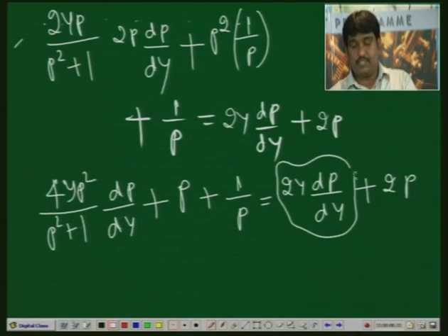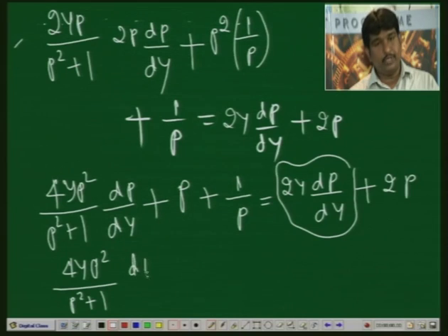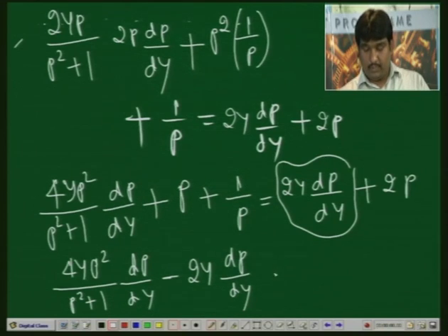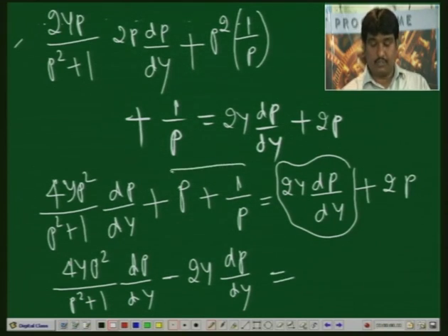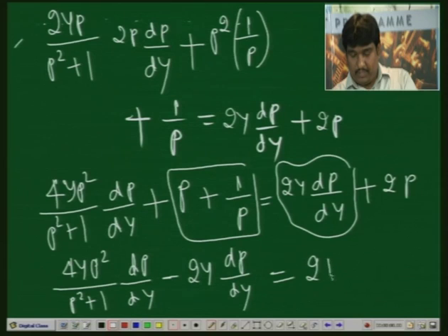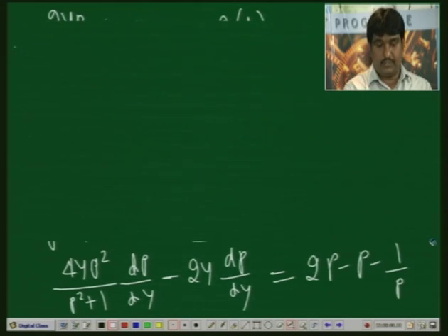Now, I will shift this term to LHS, which makes it 4yp square divided by p square plus 1 into dp by dy, minus, when you transfer this to LHS, this becomes 2y into dp by dy, equals, you shift these two terms, p plus 1 by p, to RHS, we get 2p minus p minus 1 by p. Now, simplify this.